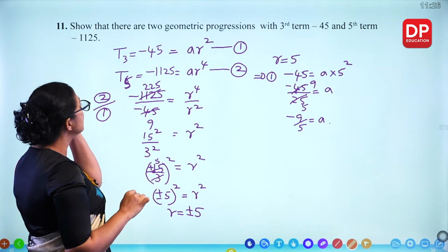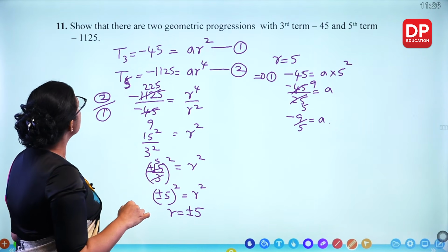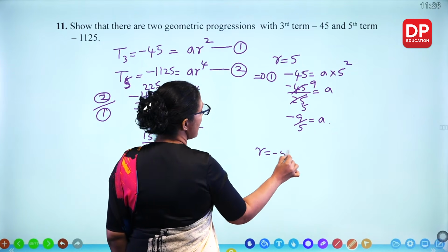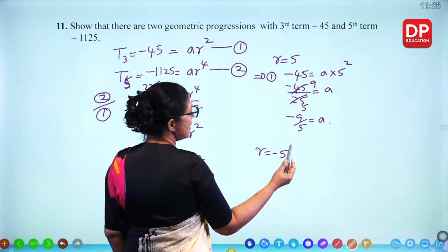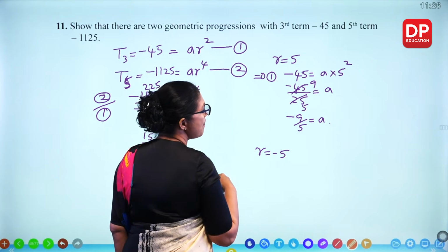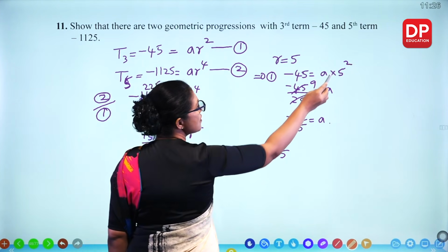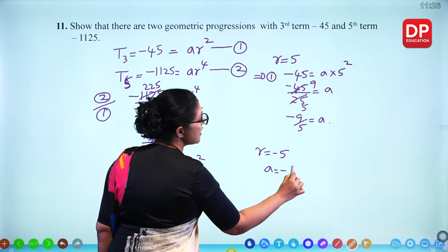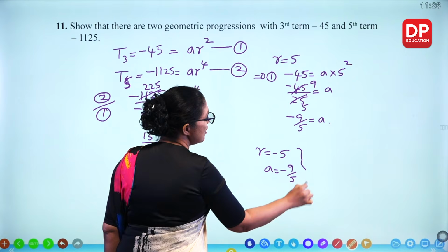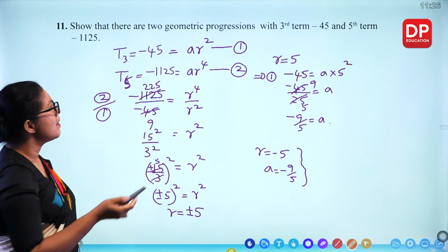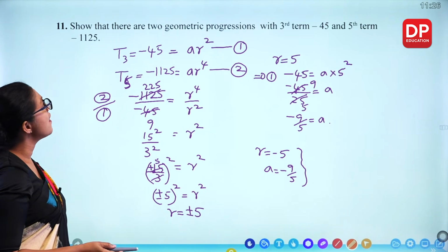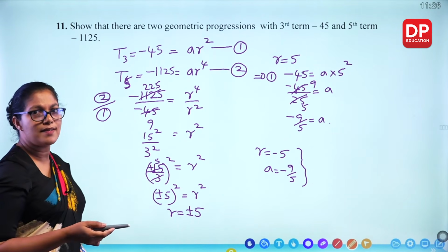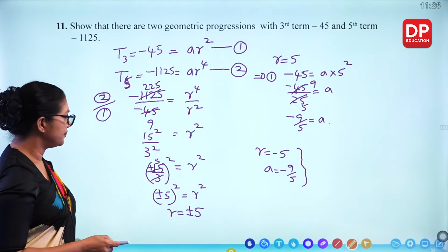Then what's the other sequence? If r equals negative 5, you can substitute and get the other value. So you get the same first term because minus 5 squared is also plus 25. So you get negative 9 over 5. Here you don't need to find out a because they are only asking to show that there are two geometric progressions. So we got two r values. That means you get two sequences.